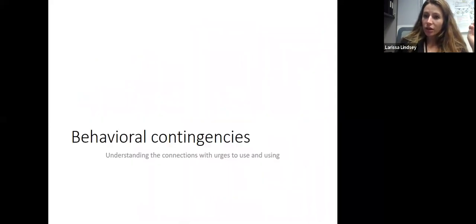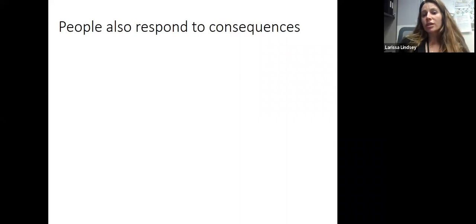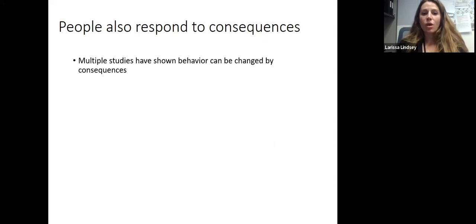Behavioral contingencies are another technique that we can use to help people delay gratification and start to build alternatives to using, because oftentimes, especially by the time they end up in specialty treatment care, they've eroded a lot of the naturally reinforcing things in their life, in their environment. And so they might need a little bit of additional support to help them shift into reinforcing the behaviors that they want to see more of.